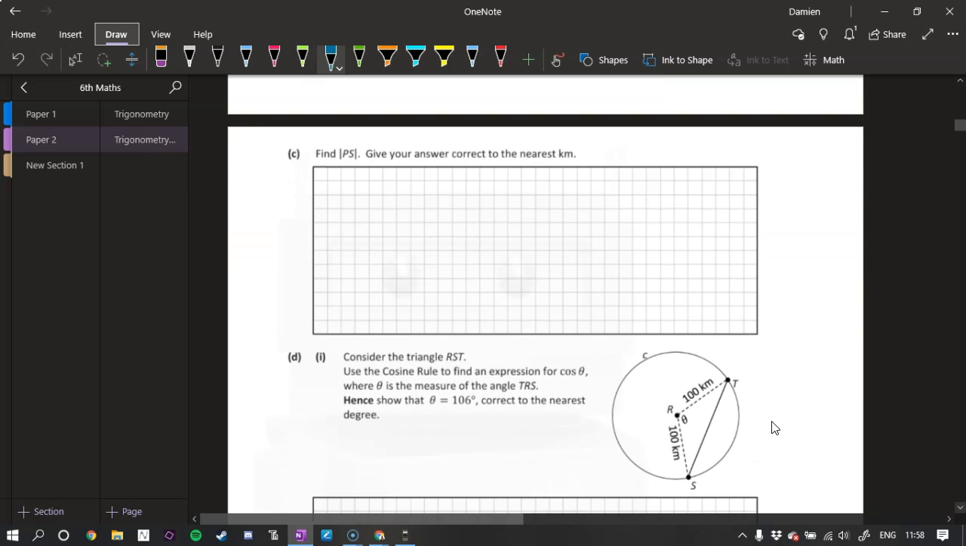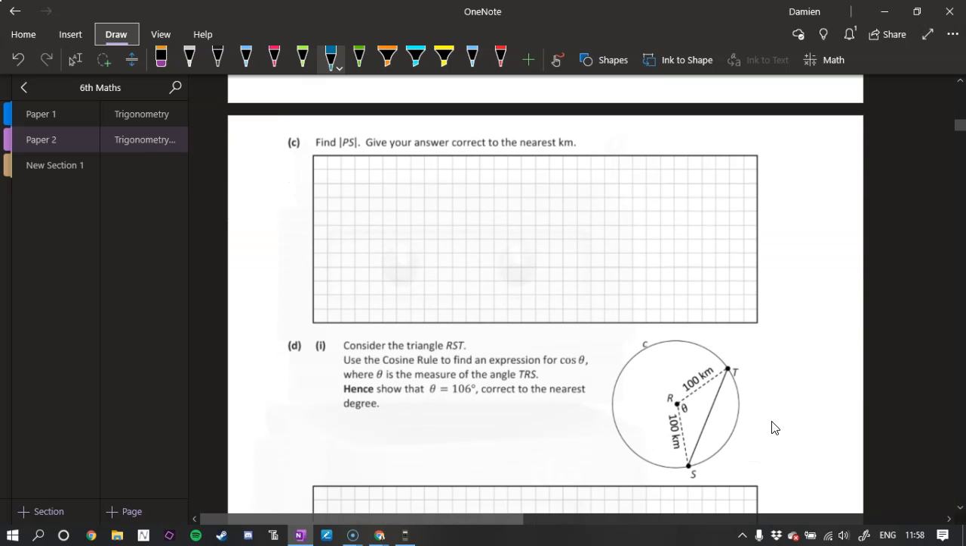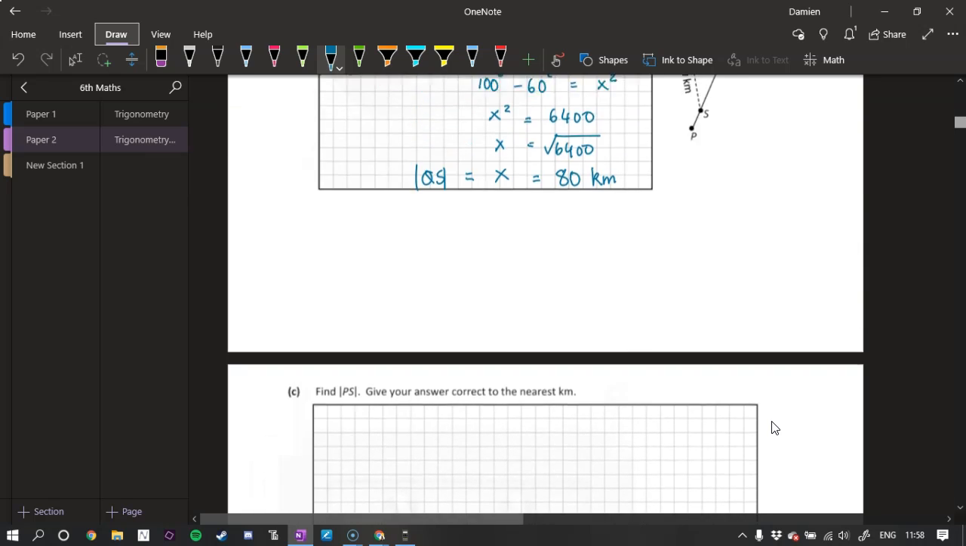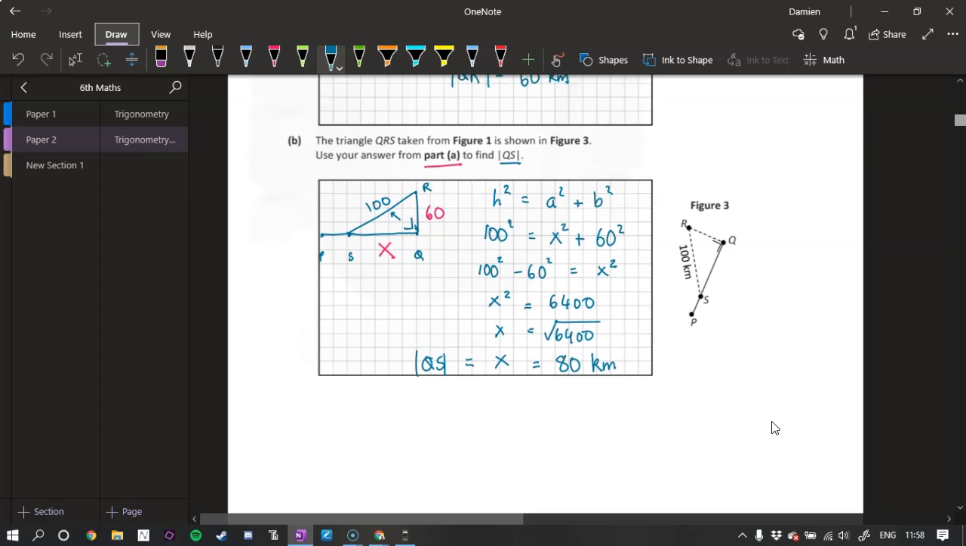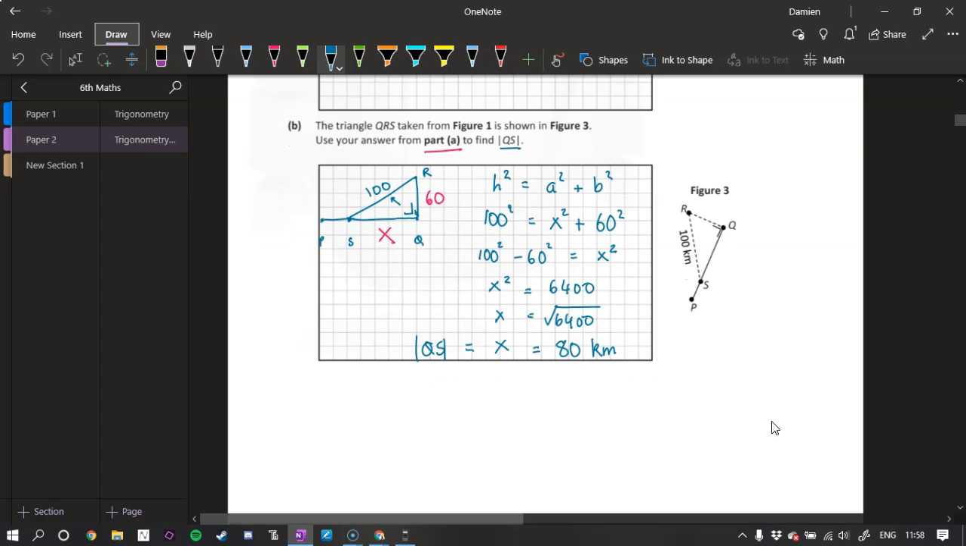So now the question is asking us to find PS. Give your answer correct to the nearest kilometer. So let's have a look at what we've got here. So we're looking for PS. So now what we've got to do is find this bit here.